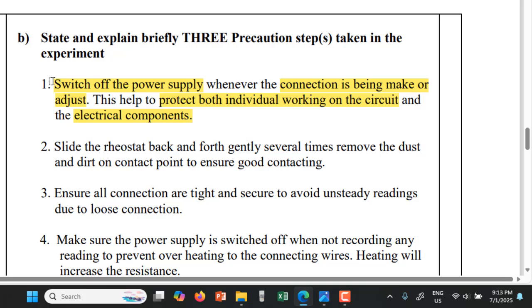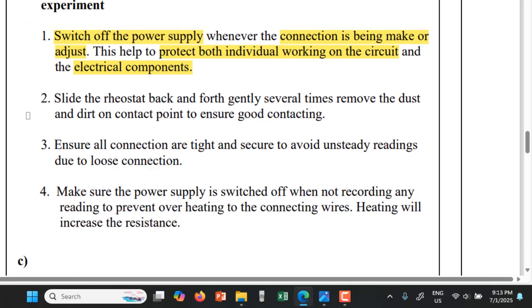Dan kalau you perhatikan, kita gunakan rheostat dalam eksperimen ni. So hari tu kita ada precautions ni. So we might slide the rheostat back and forth gently several times in order to remove the dust and dirt on the contact point, so to ensure a good conducting. Okay, so ini adalah precautions every time bila kita menggunakan rheostat.